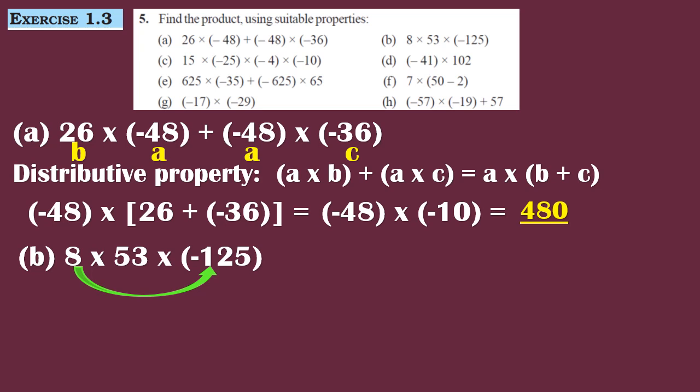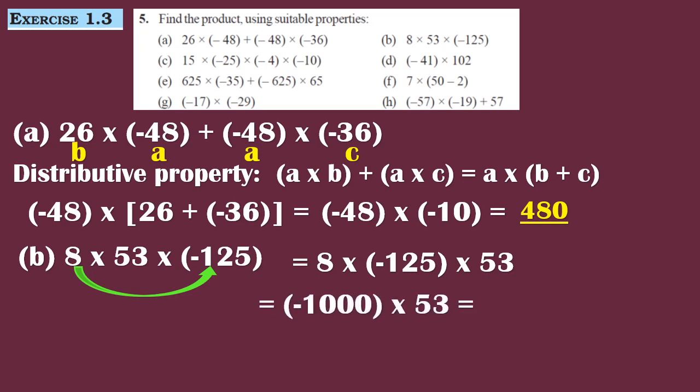The reordering is the important thing you have to note here. This step is very important because of how you are rearranging. You have to show that you have rearranged the numbers using the associative property. Then it is minus 1000 into 53, which is equal to minus 53,000. Now question number C.